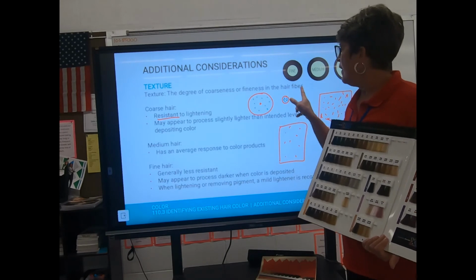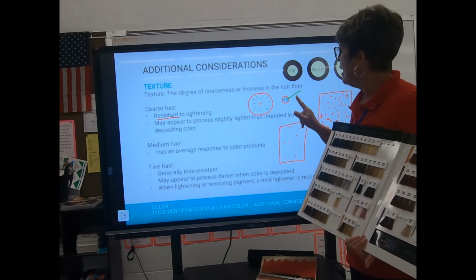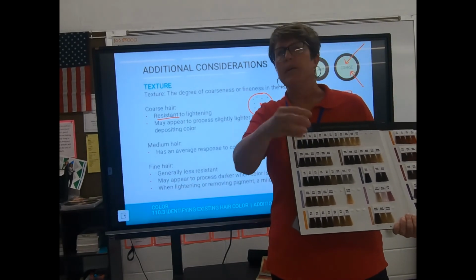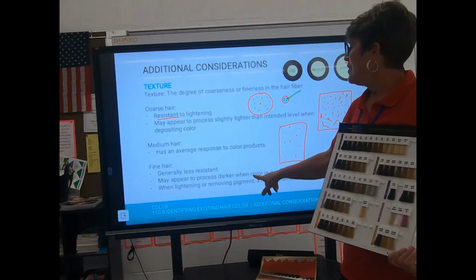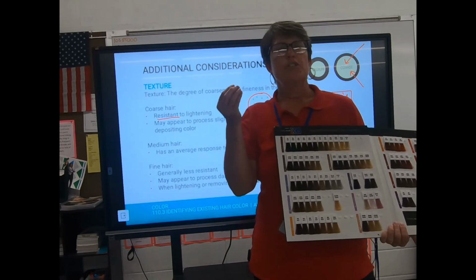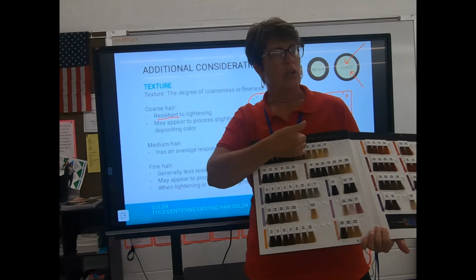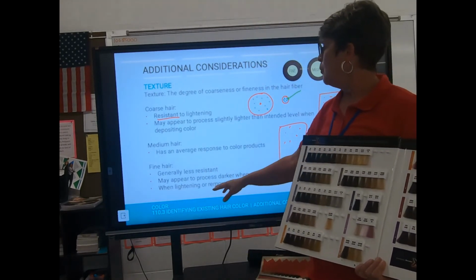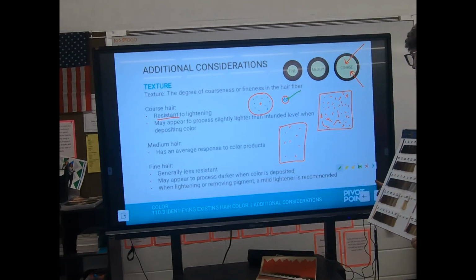If I'm going to go in there and try to remove this pigment, I have a very short distance to go. I'm going to get in there and get it out. It may appear to process darker, so this is another thing you have to think about. Their hair's fine. Maybe I should move up a level, lighter, so that it doesn't look too dark. And it's saying when you're lightening or removing color, use a mild lightener. You don't need the big guns.